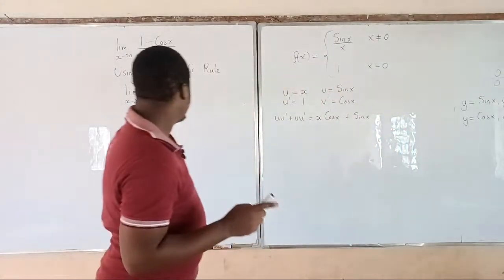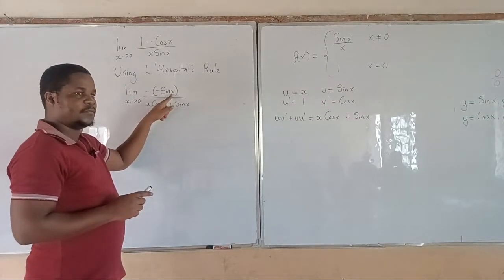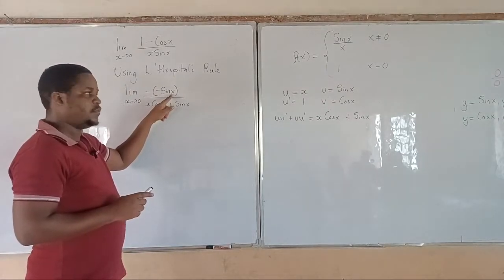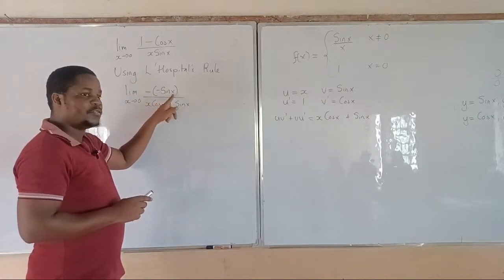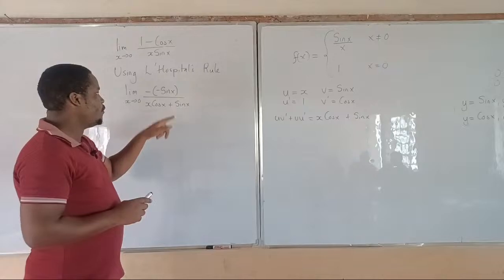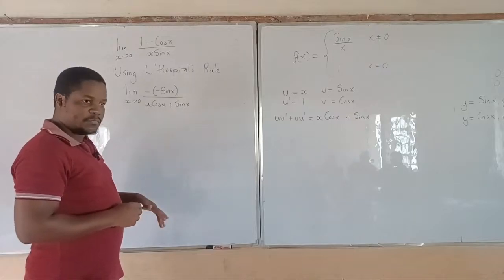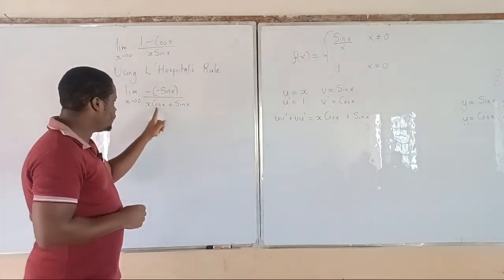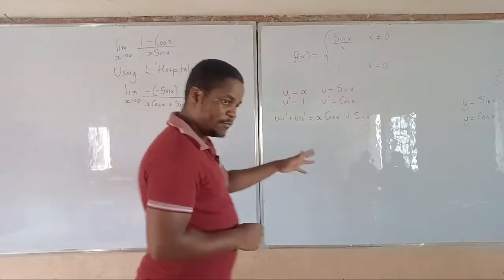Sine x will be sine 0, so sine 0 is 0. Can I cancel this and this? No, you can't. That is wrong mathematics. It's not possible. So this will give you a 0, this will give you a 0, this will give you a 0. So everything will just result in 0 over 0.